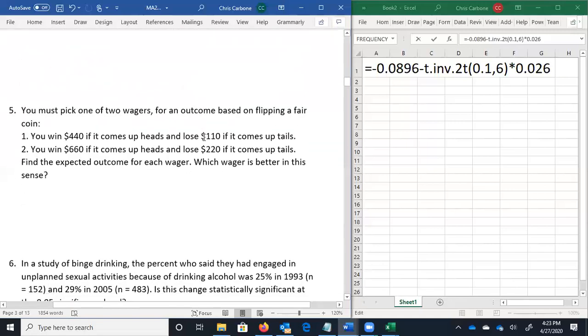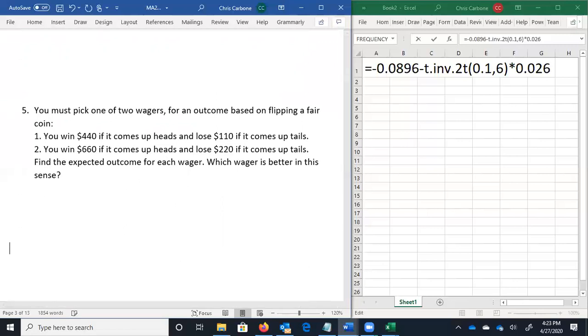Question number 5, and I should have left myself more space for this. You must pick one of 2 wagers for an outcome based on flipping a fair coin. You win $440 if it comes up heads, and lose $110 if it comes up tails. And then you win $660 if it comes up heads, and lose $220 if it comes up tails. You want to find the expected outcome for each wager, and which wager is better in this sense.